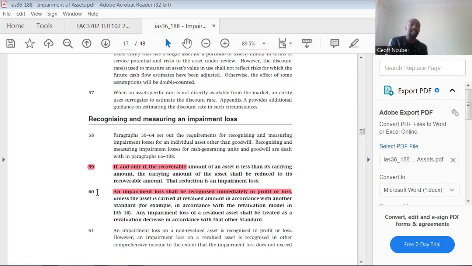Then the last thing that we're going to do before the example: an impairment loss shall be recognized immediately in profit and loss. It's an expense, people. So that impairment loss shall be recognized in the profit and loss. Always know that. So if you're given a question on disclosure of a profit before tax note, if there's an impairment loss, that will become a line item under the expenses.